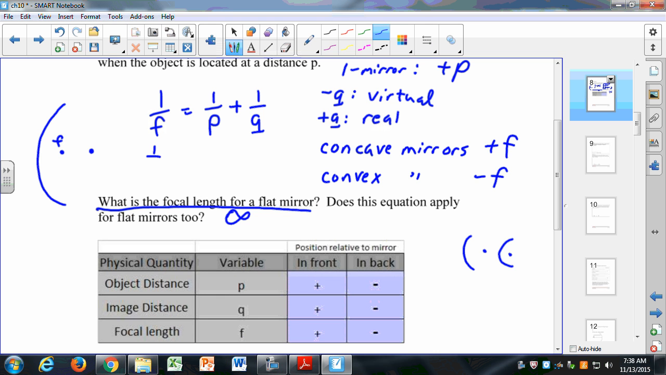And I can think about this equation. If I have 1 over infinity, that's equal to 0, or it approaches 0. And then 1 over p plus 1 over q. But remember, for a flat mirror, they're equal in magnitude, so I can replace that q with negative p. And so this is consistent: 0 is equal to 0 for a flat mirror. So it holds for flat mirrors too. We won't use it for flat mirrors because it doesn't really make sense to do so, but we'll use it for our spherical mirrors.